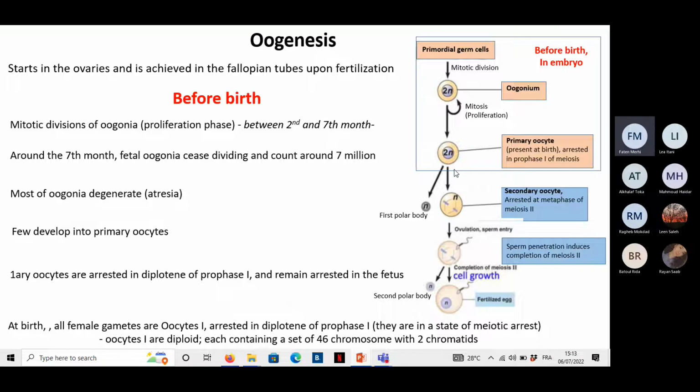However, the females will be born with primary oocytes, which are cells already engaged in their maturation. So they are not the very stem cells of the gametogenesis. And those primary oocytes are blocked in meiosis 1. And so after birth, we will not have any more generation of primary oocytes.